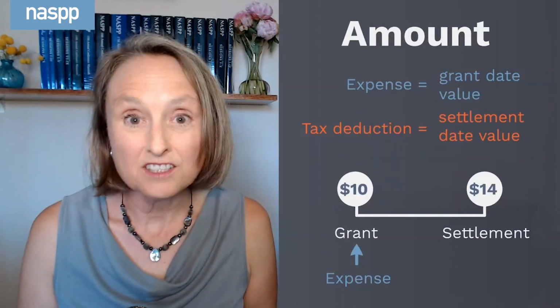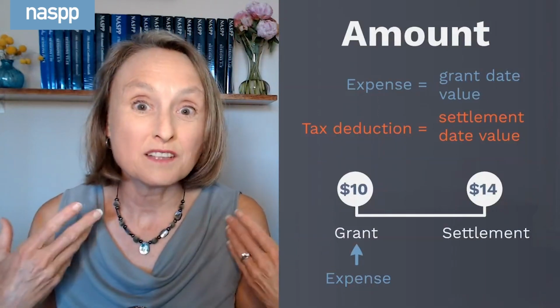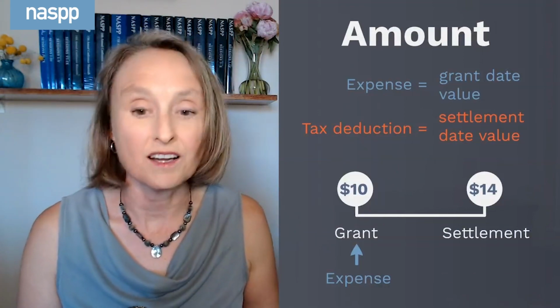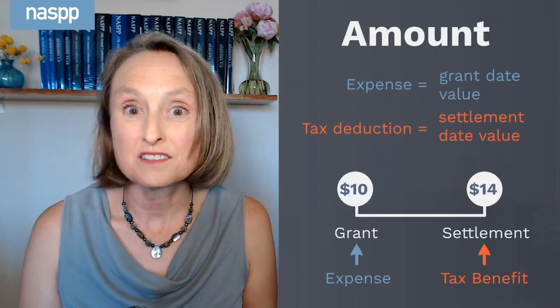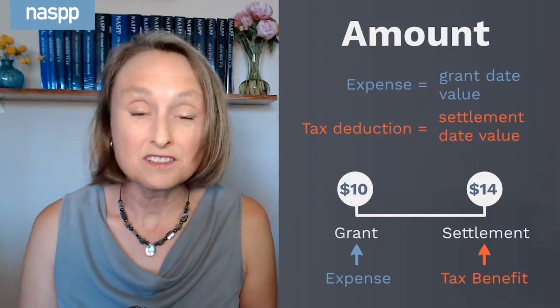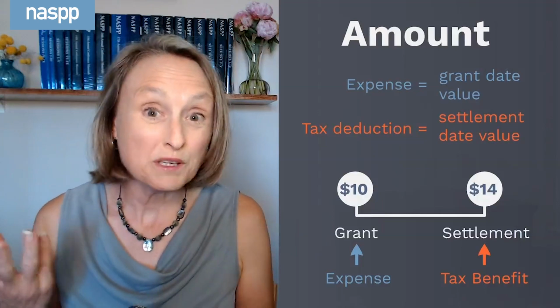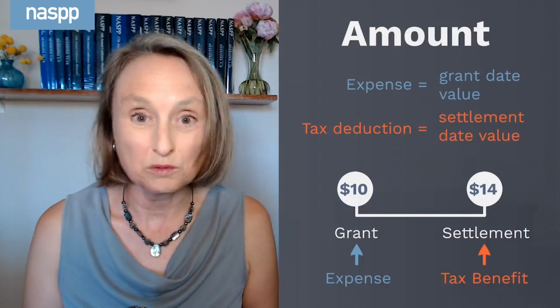The tax deduction that a company gets is based on the amount of income that the employee has to pay tax on. That is determined at the time of settlement. So in this case, when the award is settled, it's worth $14 per share, and that will be the company's tax deduction for the award.